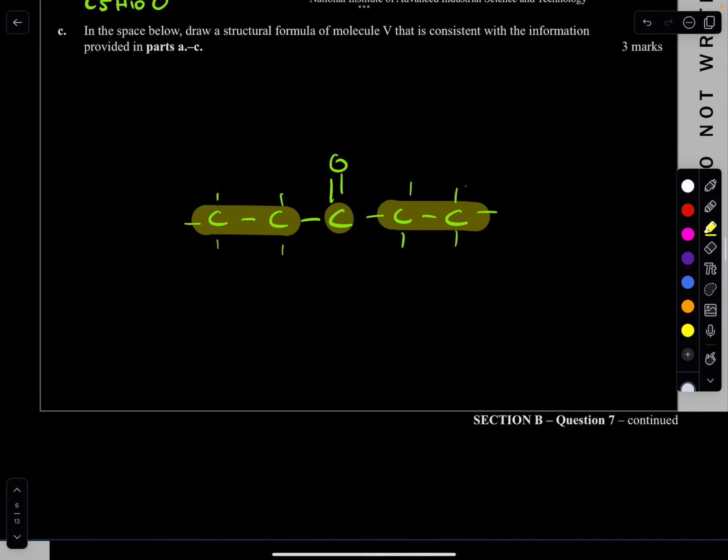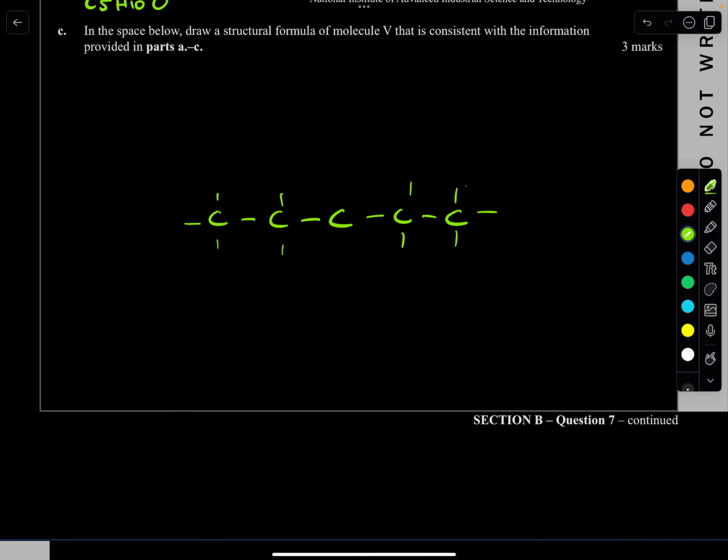Nope, does not work. What about if I put this here, on the next carbon? What's that going to do now? Let's have a try at this. Because there's no symmetry, 1, 2, 3, 4, 5, still doesn't work. Okay, we have to create symmetry. What I'm thinking is, what about if I rub these 2 out and put a C here and I put a C here, does that work?